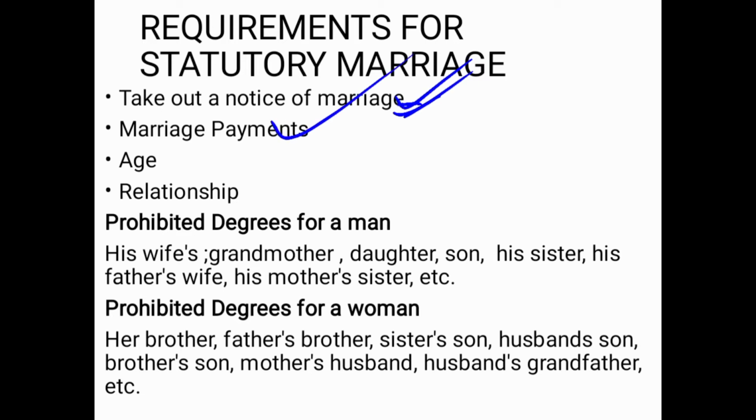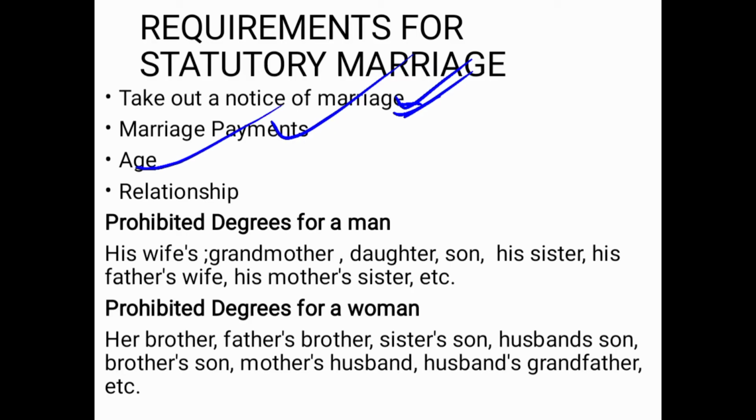The second one is marriage payments. The 1973 Matrimonial Causes Act does not provide any payments. You are not required to pay anything unless individuals concerned just want to observe the tradition of paying for marriage and things like that. But under statutory marriage, you are not required to pay anything, either as a man or a woman. But if you want to follow the traditions, you can pay.